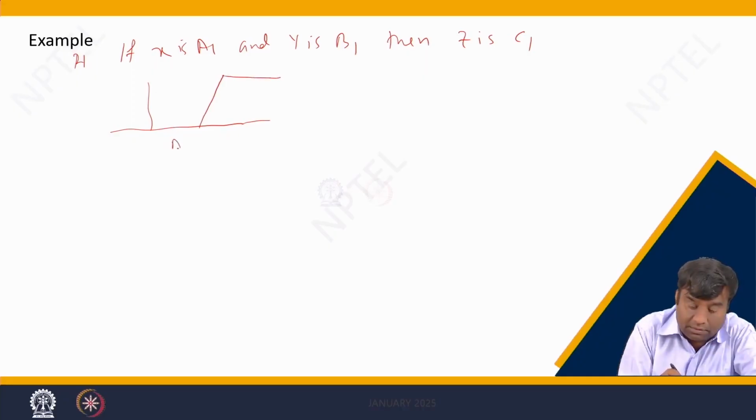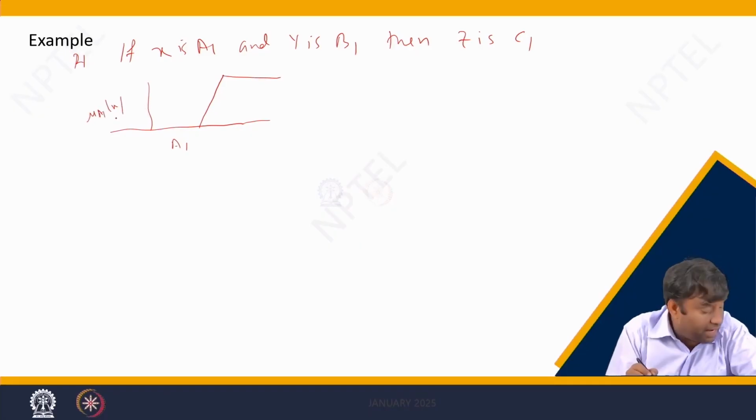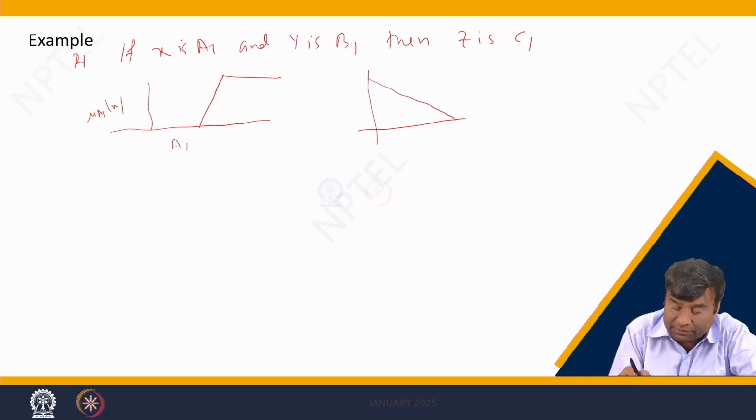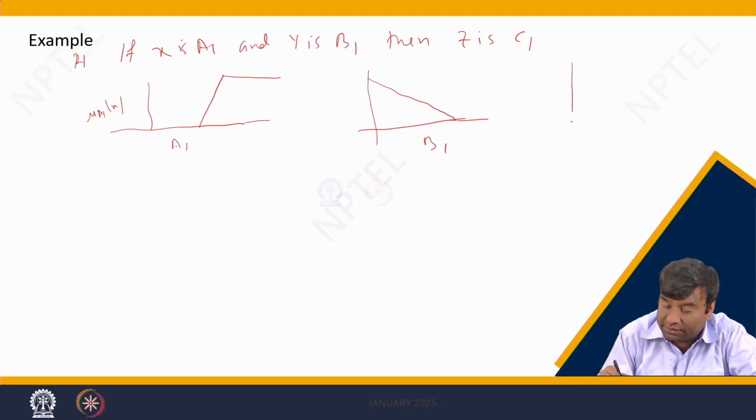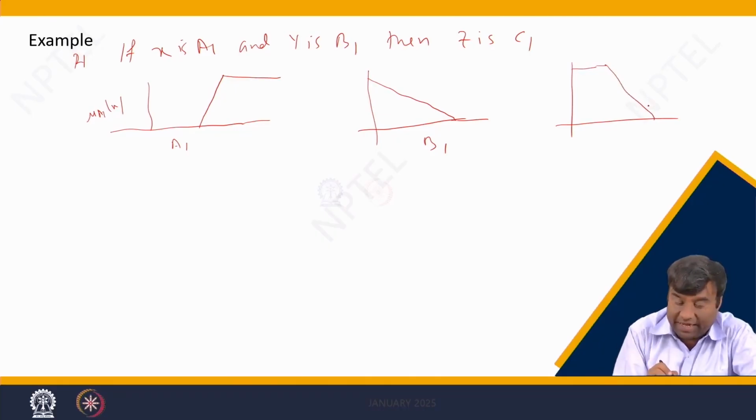A1, so that is x, this is mu A1 of x, and this is B, so that fuzzy set is like that. So that is B1, and this is something like C1. So if x is A1 and y is B1, then z is C1.